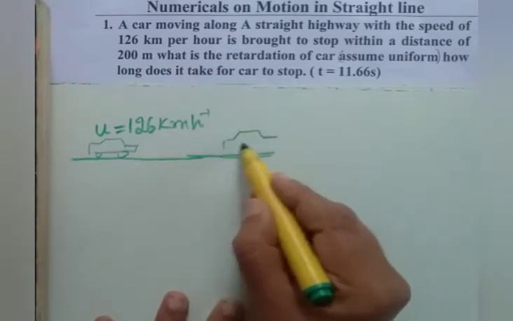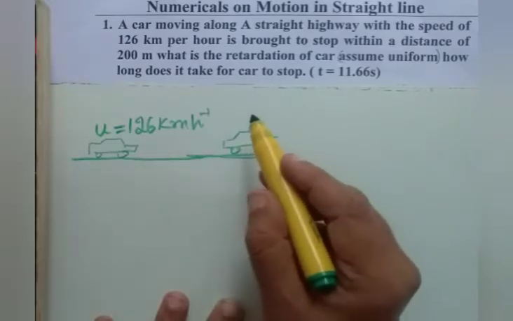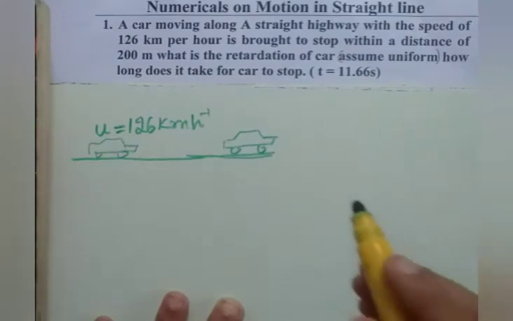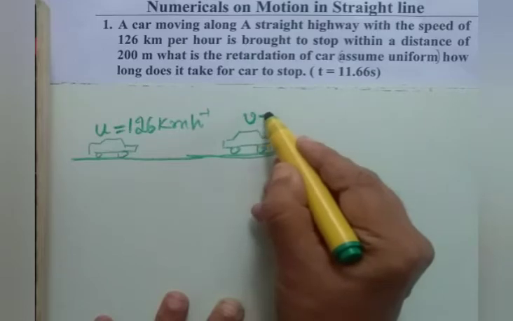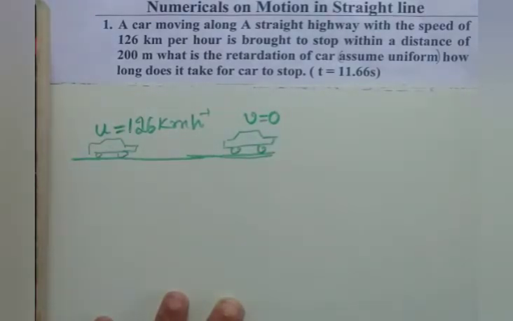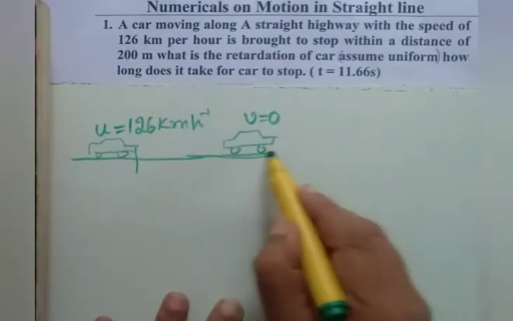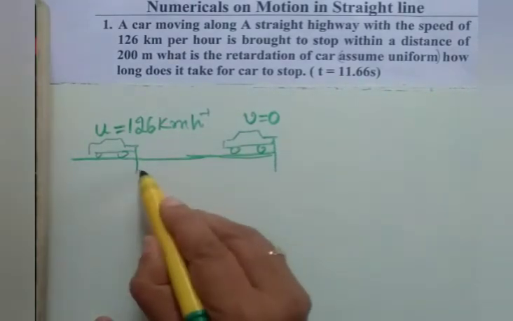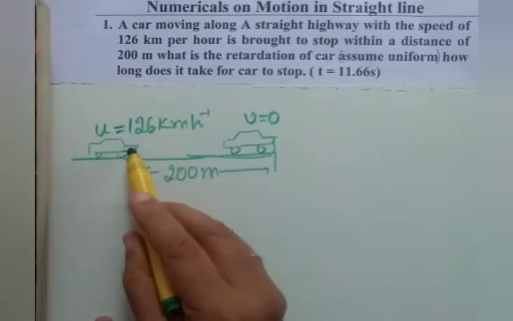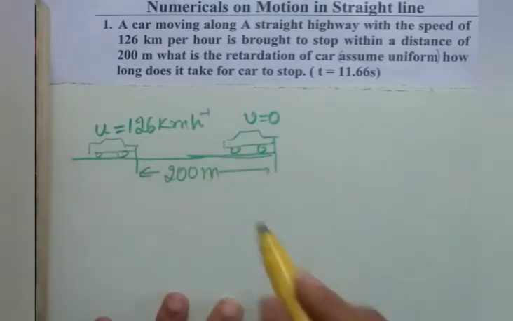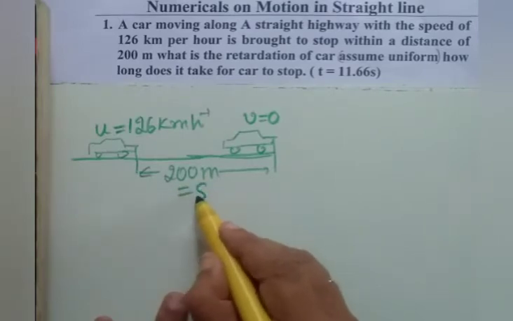I write the figure. This is what I asked you to do. This should be created in your mind as soon as you start reading the problem. It is brought to stop, means final velocity 0. And within a distance of 200 meter, this distance is given as 200 meter. Observe, I am taking from front to front. If you start with back to back, you can think of that. Now, what is this 200 meter? It is the displacement or distance traveled.